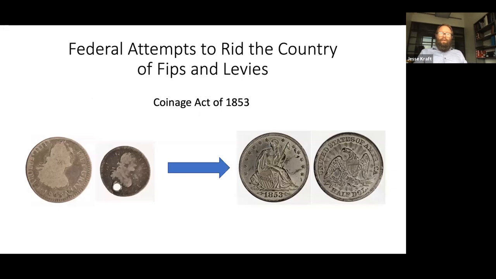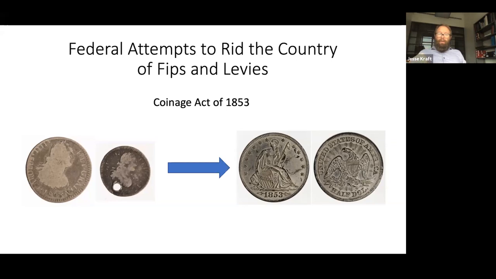There were federal attempts to get rid of fips and levies. This began with the Coinage Act of 1853, which was the result of the gold rush in California. Once large amounts of gold began to be discovered, it upset the ratio between gold and silver to the degree of 3%, so that if you had a dollar's worth of gold, it would be equivalent to $1.03 in silver, if you were holding a silver dollar.